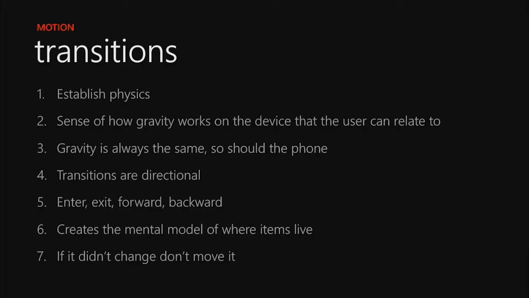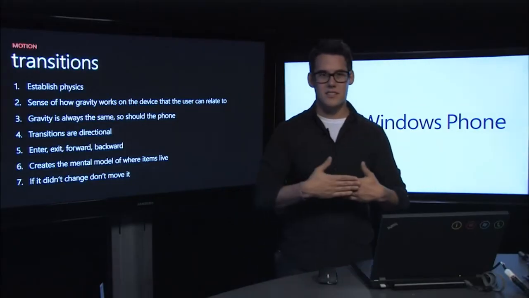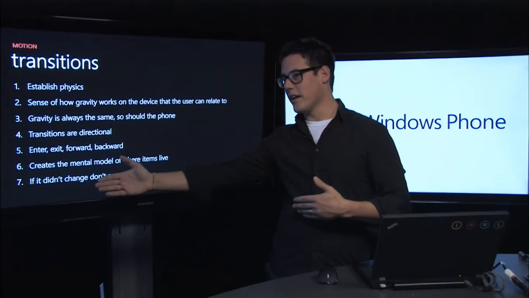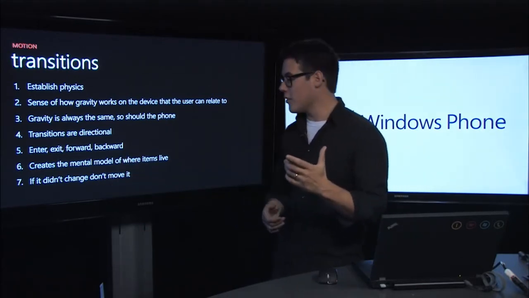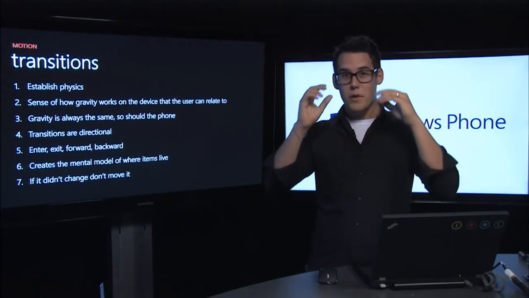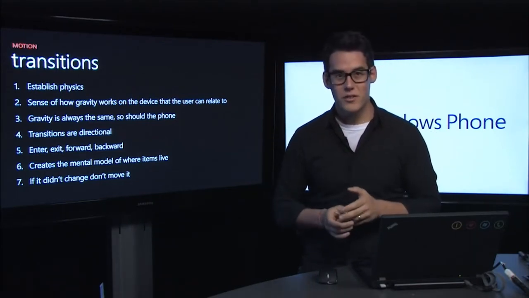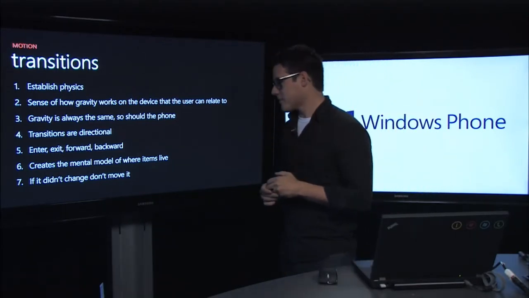Transitions are directional, and this is what I was talking about with in and out. Make sure that when you enter, exit, forward and backward, create the mental mode of where items live. You want them to feel like items exist in certain places, even when they're loaded away. They've swung out of the way to the left, they swung out of the way to the right, but when they click and go back into that item, it's a very subtle thing. Most users don't understand it when they use a Windows Phone, they just know it's delightful.